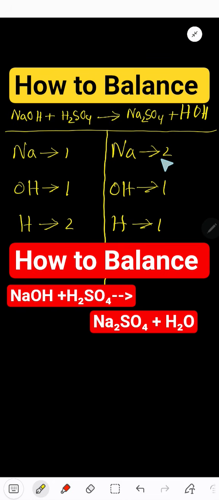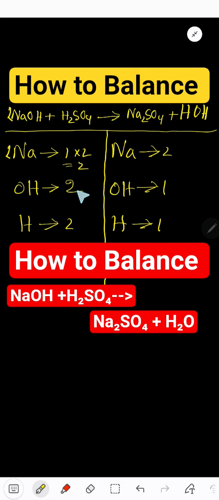Here sodium 1, here 2. So to balance sodium, you need to multiply here by 2, that gives you 2. If you multiply by something, that something must come before the atom as a coefficient. This sodium has come from here, so 2 will come here. If you place here 2, the number of sodium is 2, the number of hydroxide will be 2. So update the number of hydroxide ion.